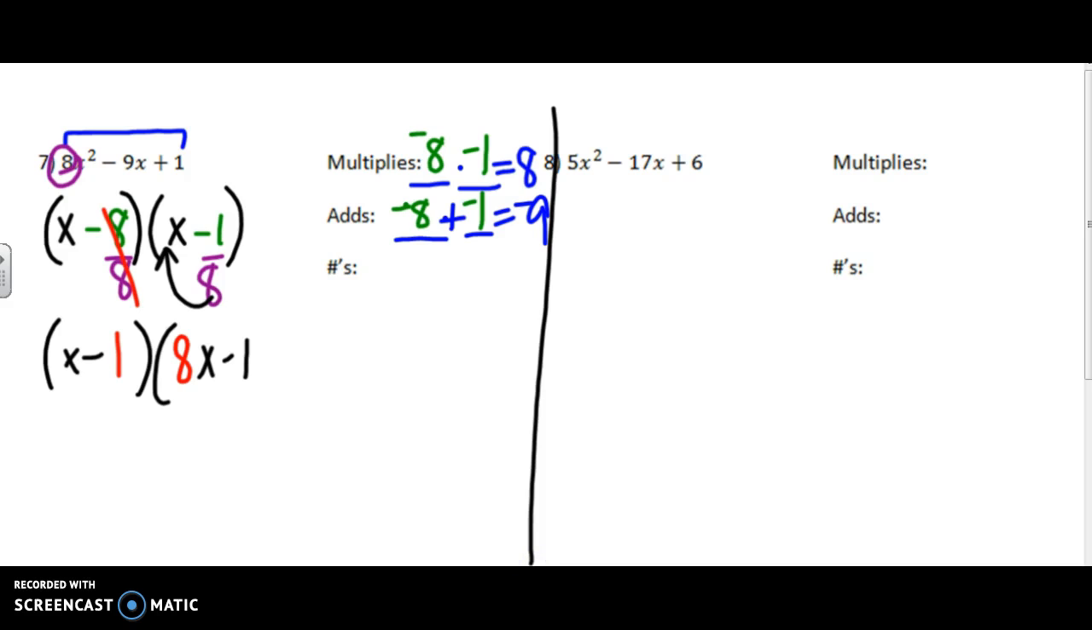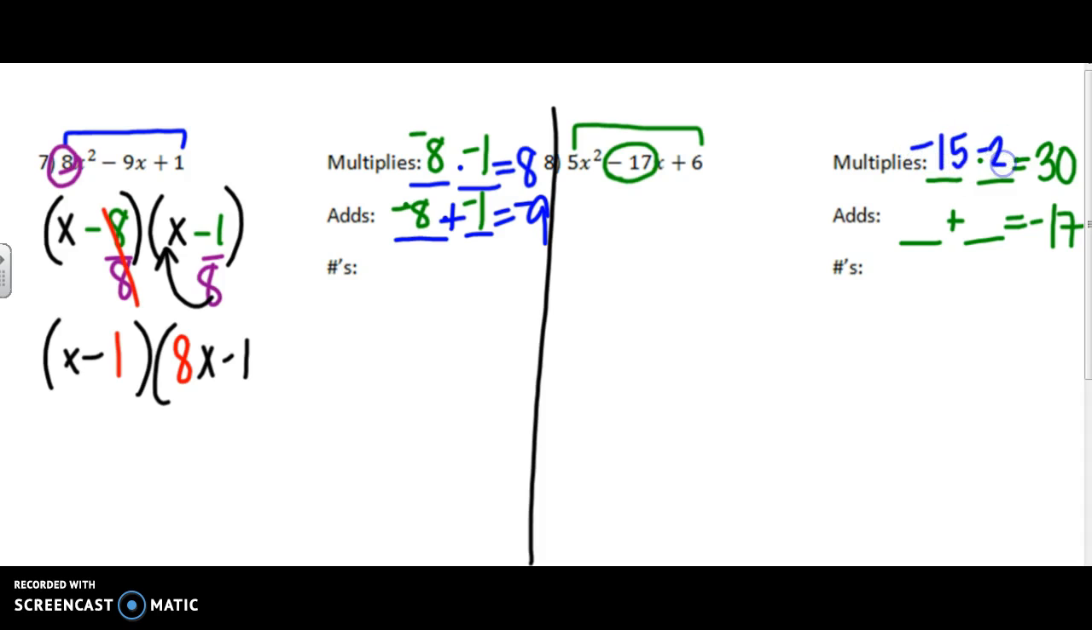Last one. No GCF again. So last but not least, we're going to do one more multiplication, and we get positive 30. So we know that our two numbers are either both positives or both negative. So this next part determines that. So since we have negative 17 here, that tells us we're looking for two negative numbers. So those two numbers would be negative 15 and negative 2.